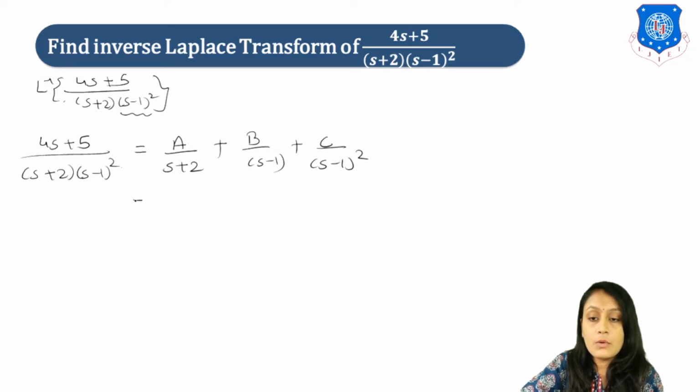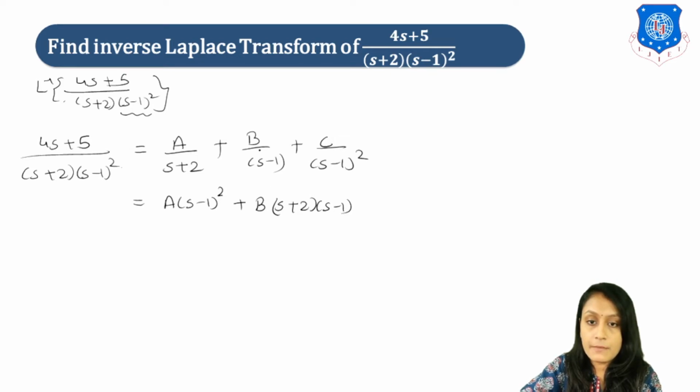Now again we'll cross multiply. So here you will get A into s minus 1 whole square, plus B into s plus 2 into s minus 1, and over here C into s plus 2. Now the denominator with the denominator will get cancelled, and what remains on the left is 4s plus 5.